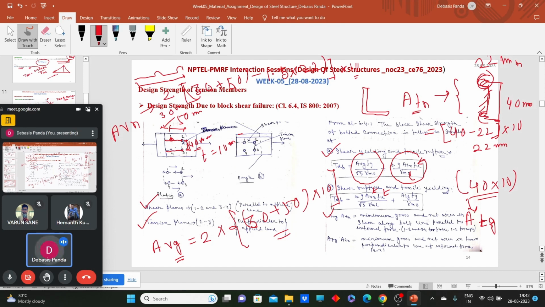For the block shear strength, we need to consider two phenomena. First, yielding in the shear plane and rupture in the tension plane. Secondly, rupture in the shear plane and yielding at the tension plane. So our TDB, the design strength due to block shear failure, will be the minimum of these two. So I think you have some idea of how we can calculate this value. Let's quickly solve one example so that we can have a better understanding.